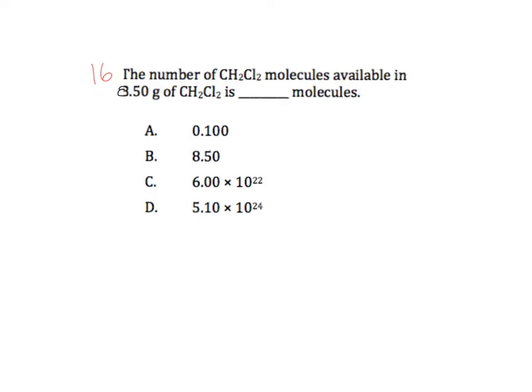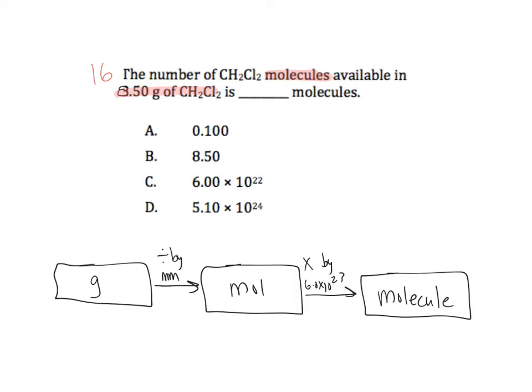So in this question, we want to know how many molecules of CH2Cl2 are in 8.5 grams of CH2Cl2. Remind yourself, to go from gram to mole, we have to divide by the molar mass. Let's find the molar mass. The molar mass is 85 grams. So now let's do given mass divided by molar mass. 8.5 divided by 85 is 0.1.